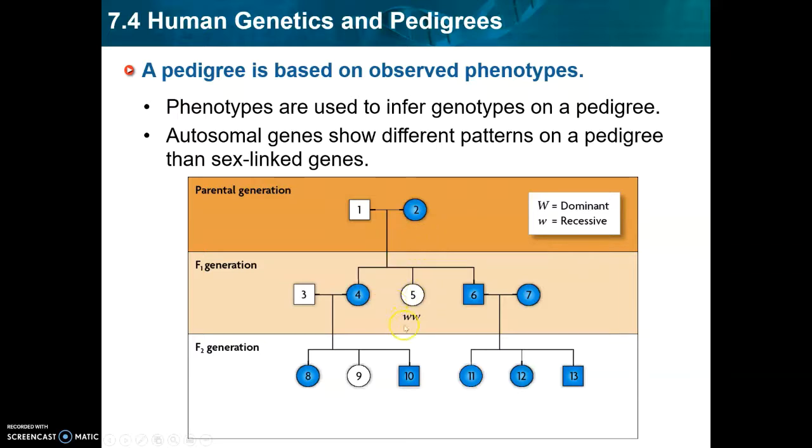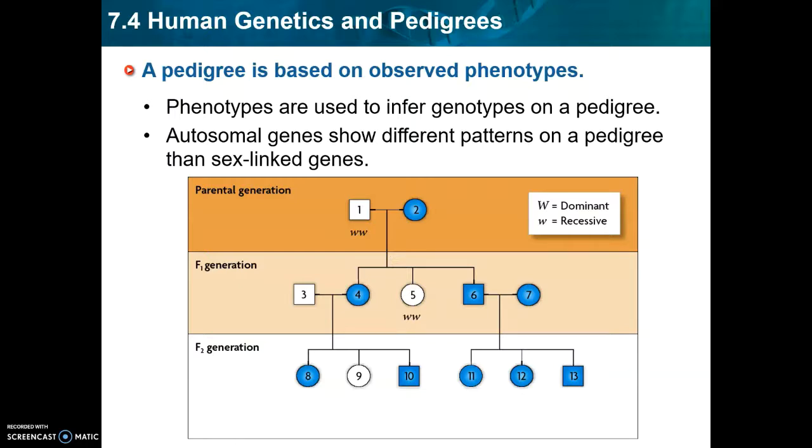Now, if we use this information to infer genotypes and we start with person 1, the father in the parental generation, can we tell his genotype? And the answer is yes, we can, because he is unshaded just like person 5 is unshaded, so he has to be homozygous recessive just like person number 5.